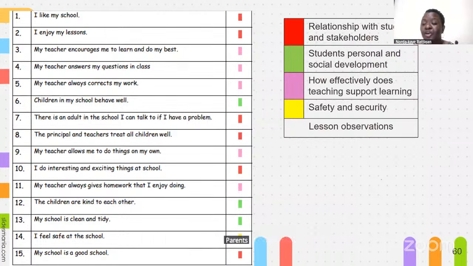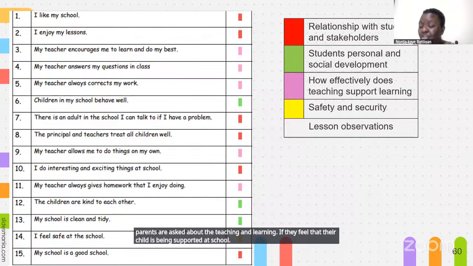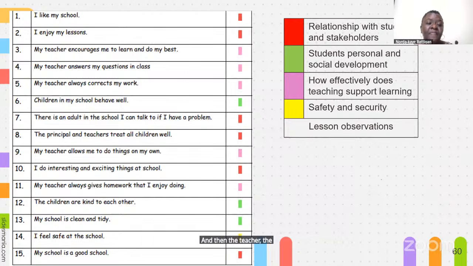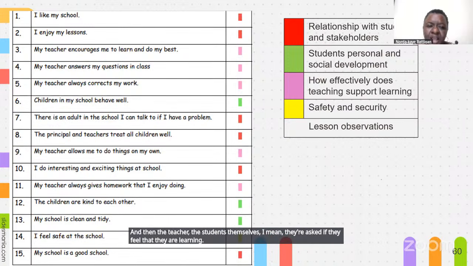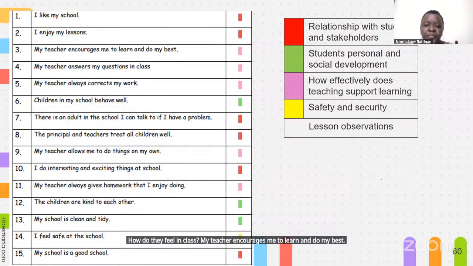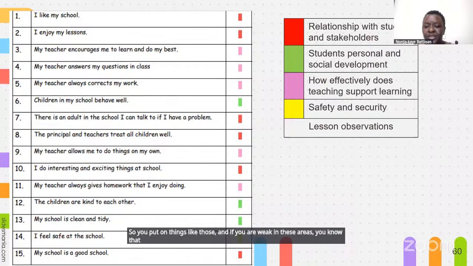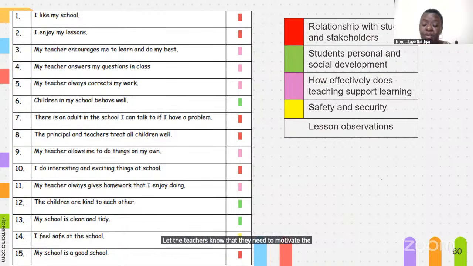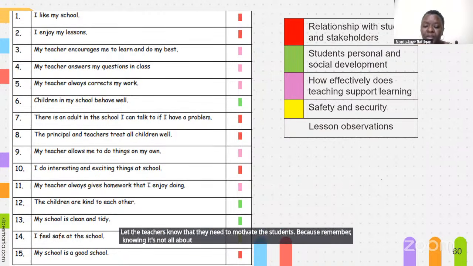Parents are asked about the teaching and learning, if they feel that their child is being supported at school. And then the students themselves are asked if they feel that they're learning. How do they feel in class? My teacher encourages me to learn and do my best. So you pull on things like those. And if you're weak in these areas, you know that you need to implement something so that the teachers know that they need to motivate the students. Because remember, it's not all about book. We have to develop their social skills, all of those things, to make a complete package.